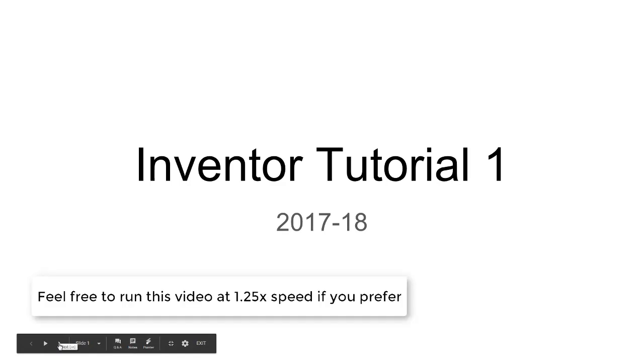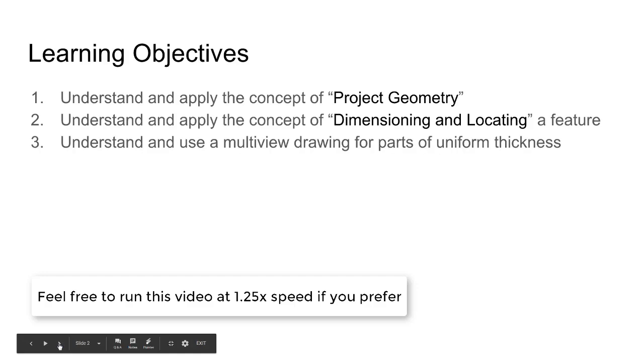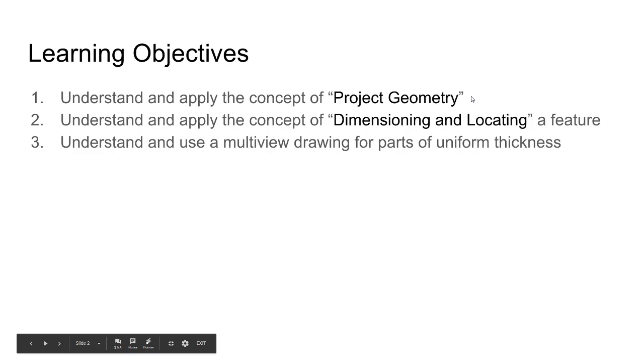This is Inventor Tutorial 1 for 2017-18. Our learning objectives are: number 1, to understand and apply the concept of project geometry. Number 2, to understand and apply the concept of dimensioning and locating a feature. And number 3, understand and use a multi-view drawing for parts of uniform thickness.